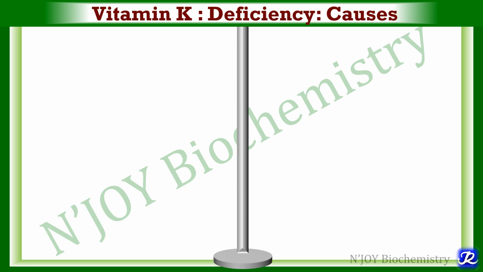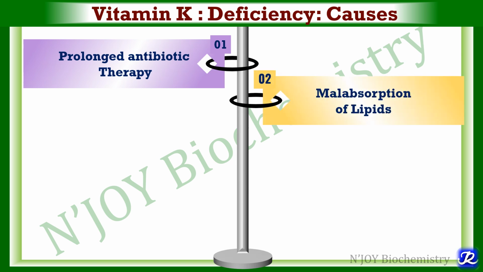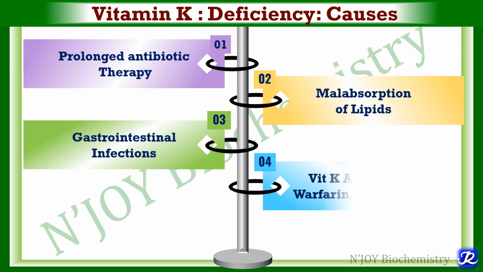Coming to vitamin K deficiency. Deficiency is uncommon because vitamin K is widely distributed in nature and it is also synthesized by the intestinal bacteria, which are sufficient to meet the needs of the body. But the deficiency is seen in a person on prolonged antibiotic therapy, which will destroy the intestinal bacteria. It can also be seen if there is malabsorption of lipids due to various conditions like obstructive jaundice, celiac sprue, steatorrhea, chronic pancreatitis. If the person is suffering from gastrointestinal infections with diarrhea, it will destroy the bacterial flora and it leads to vitamin K deficiency.